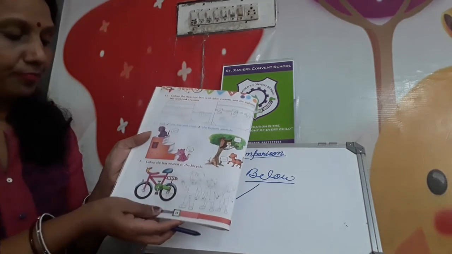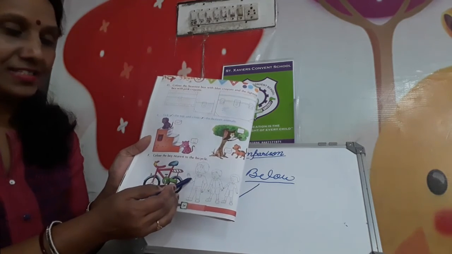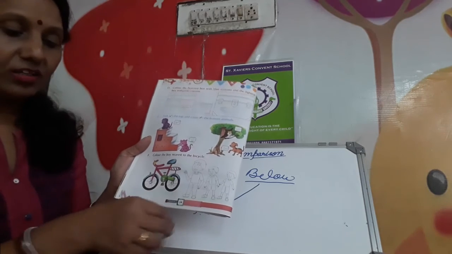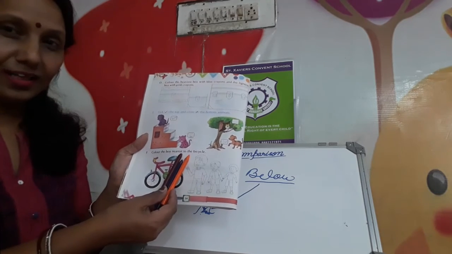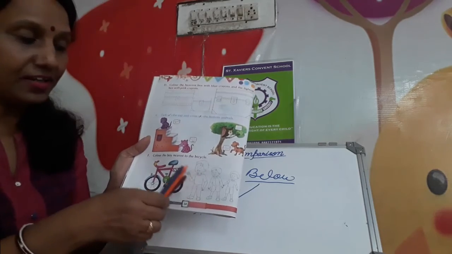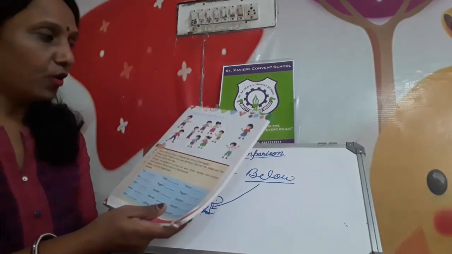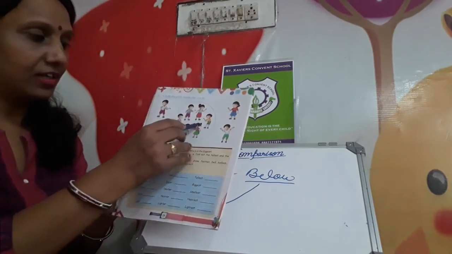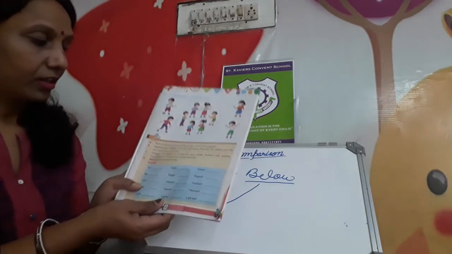The puppy is at the bottom. Now color the boy nearest to the cycle. This boy is the nearest to the cycle. You have to color that one. Color the picture with different colors. Alright? You can enjoy coloring. So you have to color one boy, the one nearest to the cycle. Okay? Here you can see some more exercises. Circle the girls inside. Only girls, not the boys.